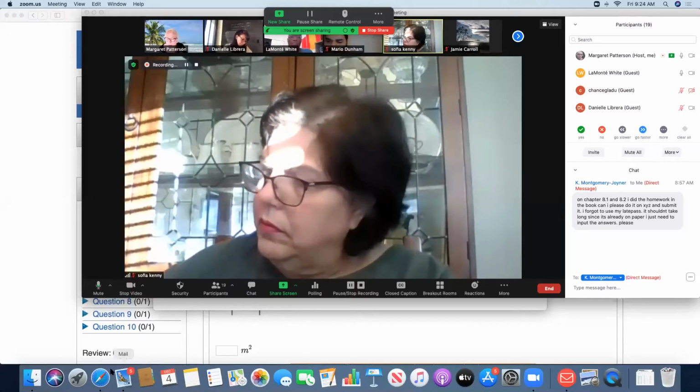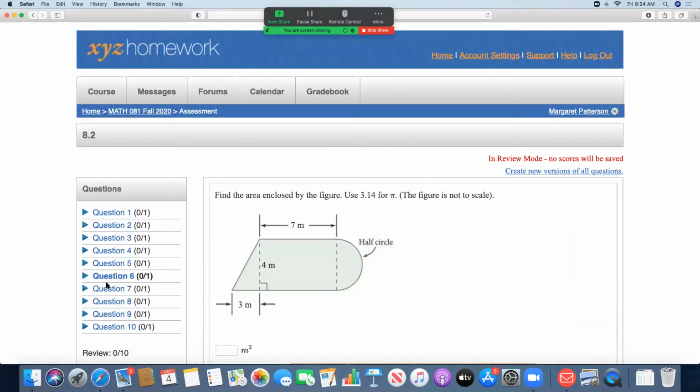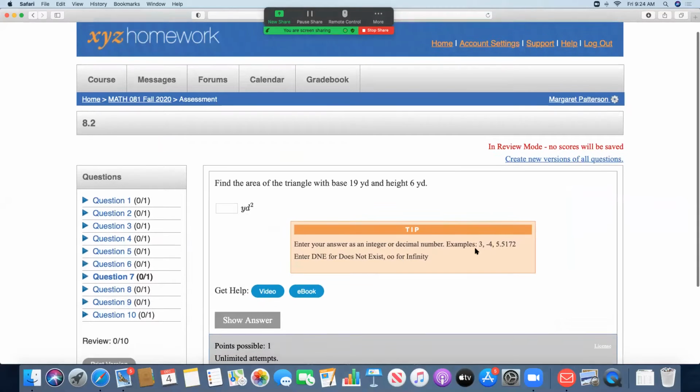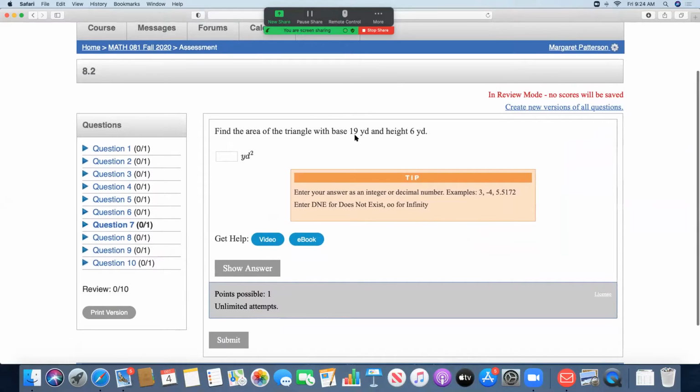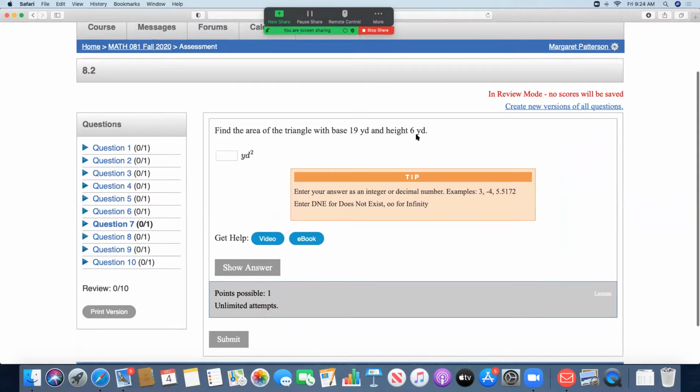Okay, I'm going over here. Number 7: the area of a triangle. So this is just that formula we just had a second ago. 1/2 times 19 times 6. Multiply those 3 numbers and you've got your answer. That's the formula for a triangle: 1/2 times the base times the height.